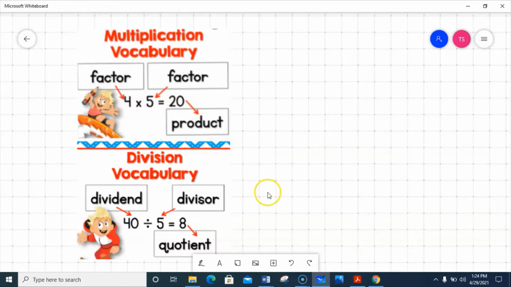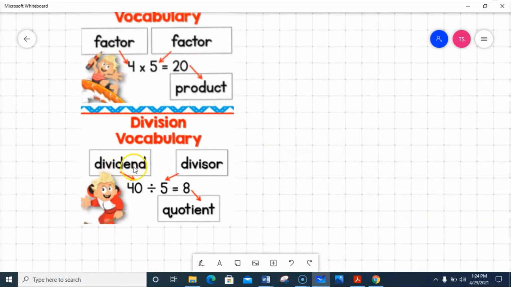And division vocabulary: dividend, divisor, quotient. Quotient's the answer to a division problem. And we cannot switch around. I cannot say that 5 divided by 40 equals 8. That would not be a true statement. So there's a specific order we divide things in, just like subtraction.